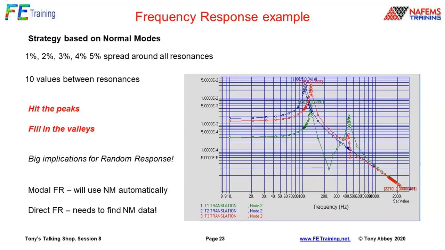You could use a half bandwidth type approach, but this is often the approach I take here. Then I want 10 results between the resonances. So that achieves the target: hit the peaks, fill in the valleys.